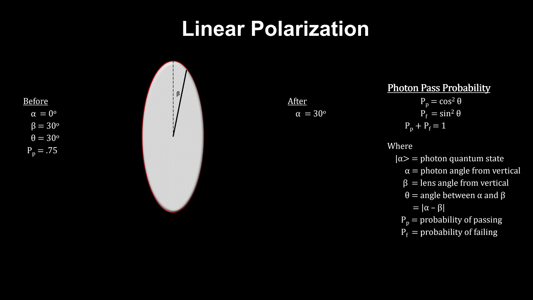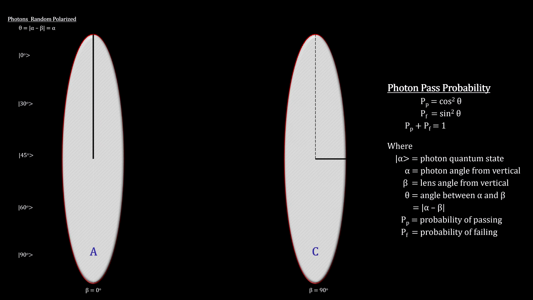With this understanding, we can examine how light made it through lens C once we added lens B. Here we have a number of photons with random polarizations trying to pass through the vertically polarized lens A. Some make it, and some don't. All the photons that pass through A have now been changed to have the quantum state vertical, to match the lens. With this polarization, the probability of passing through lens C, which is rotated 90 degrees from the vertical, is zero. No light gets through C.